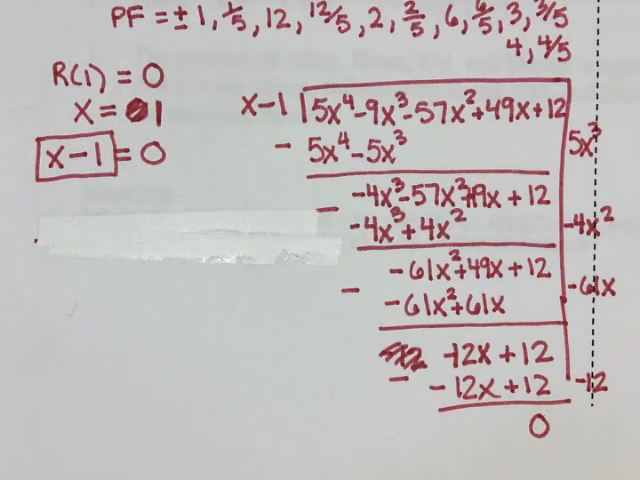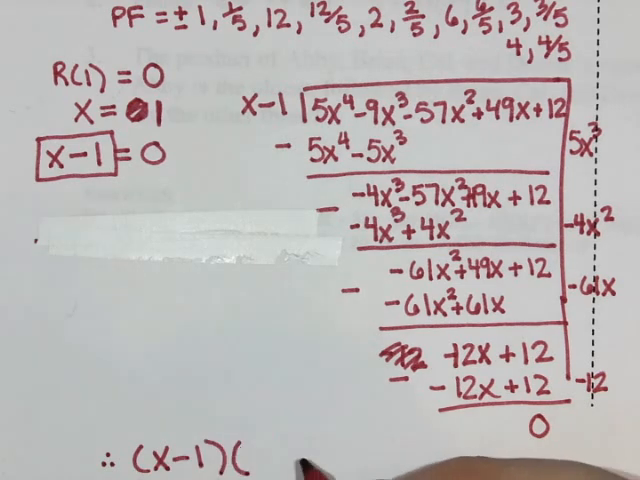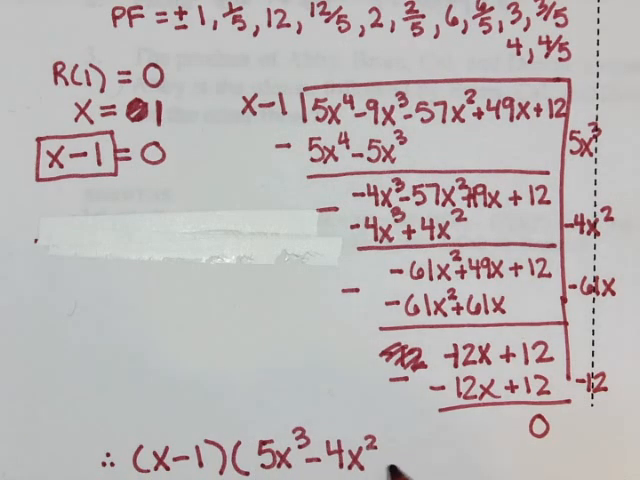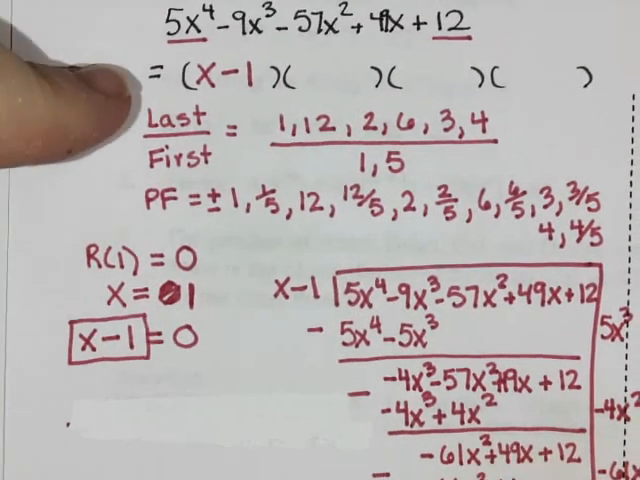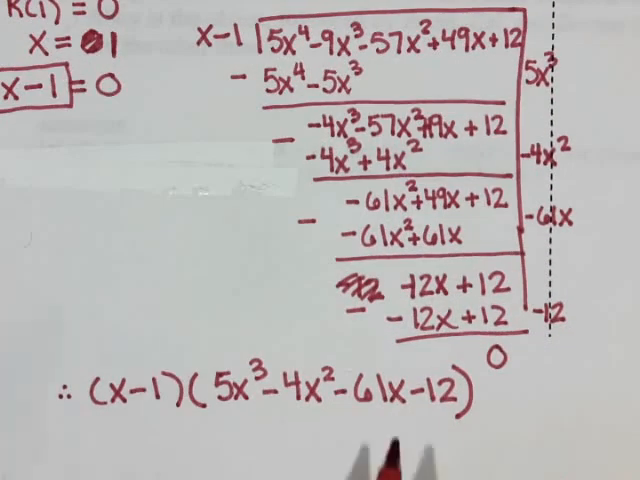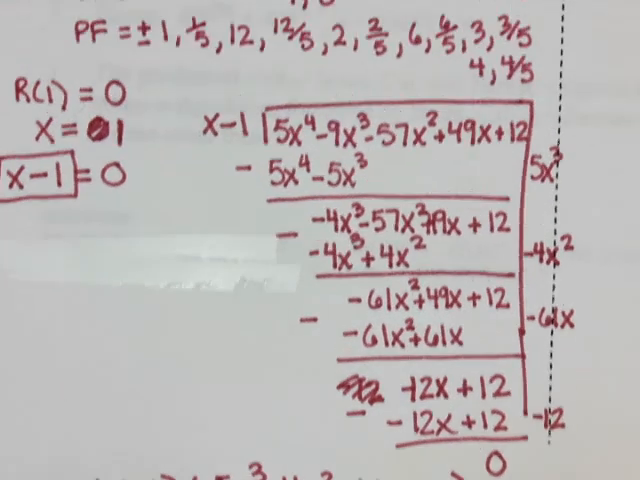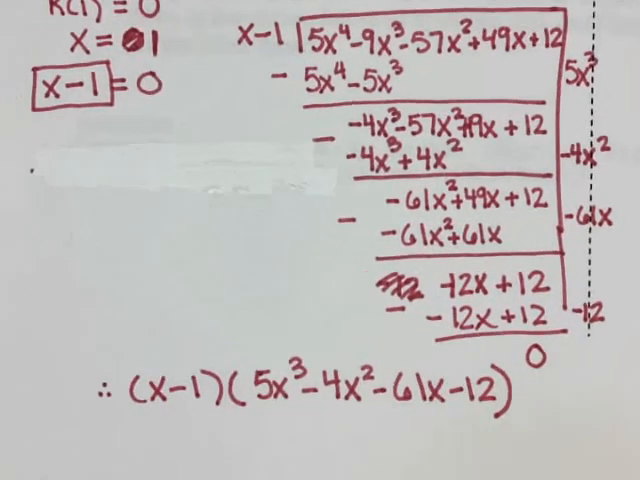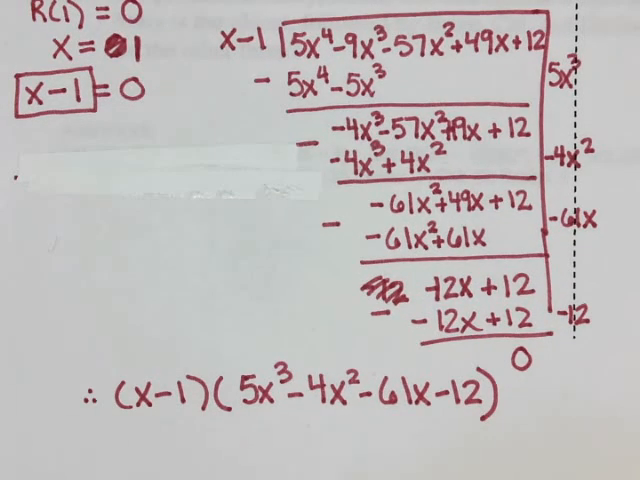So from here, that means that this is x minus 1 times 5x to the 3 minus 4x squared minus 61x minus 12. So I now have one of the brackets. I know that one of the brackets is x minus 1, but I still need to factor this, and it's going to need to generate another 1, 2, 3 brackets. So I will see you in the next video where we tackle factoring that second bracket.